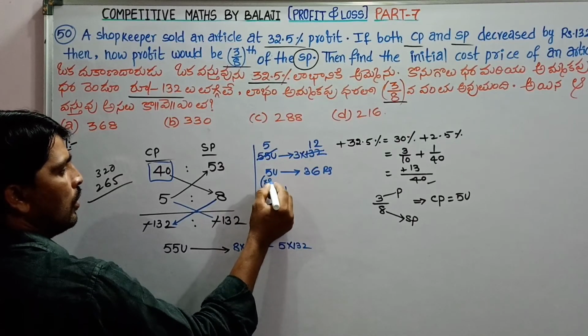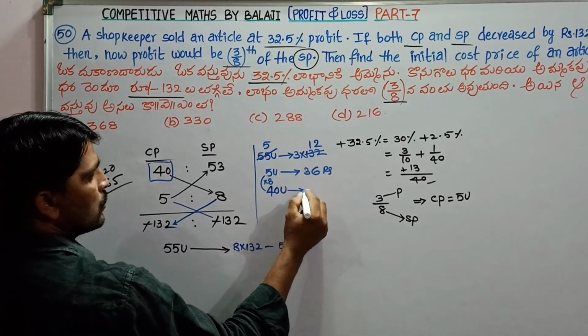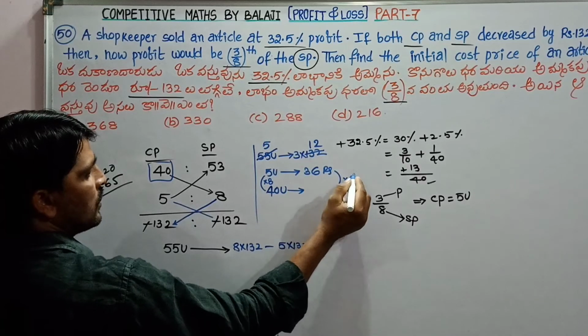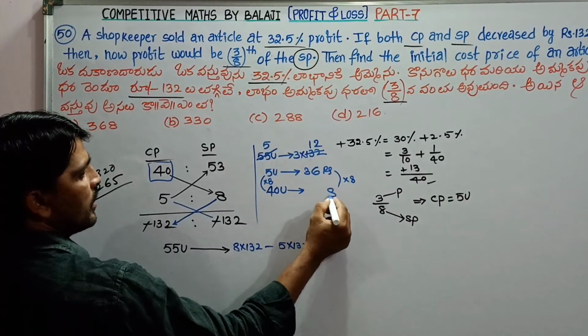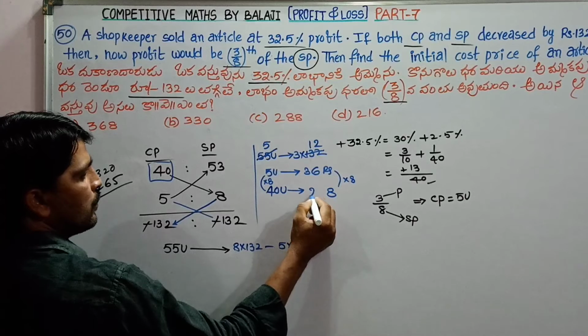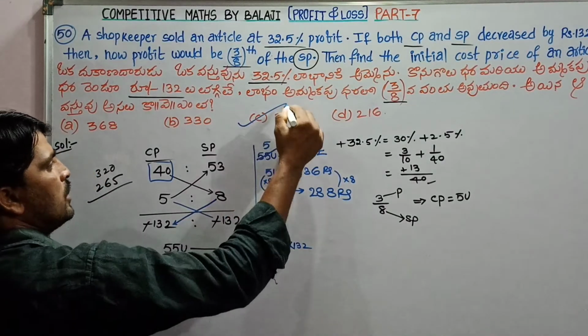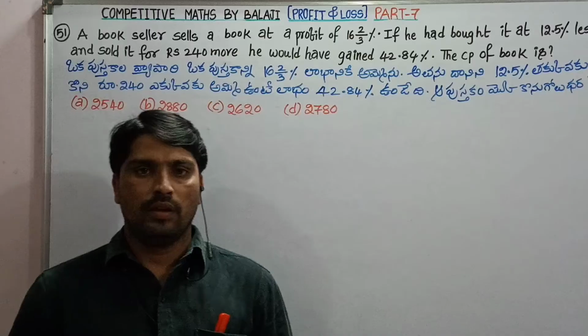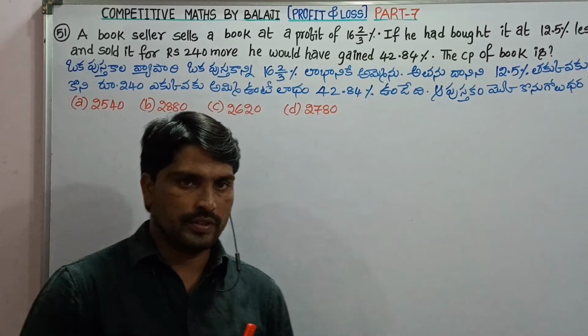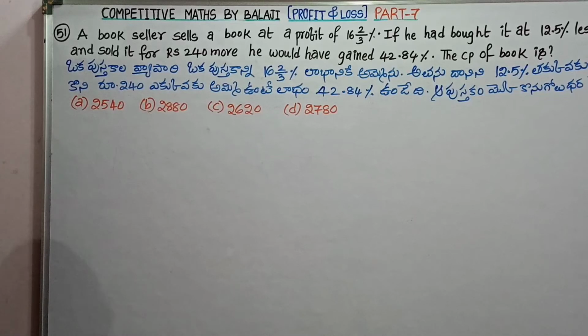So here we have 8 times 5 is 40. So consider 8 times 36. That is 8 6s are 48, 4 carry, 8 3s are 24 plus 4, 28. That is 288 rupees is the initial cost price of the article. Next question and last question of this class, 51.